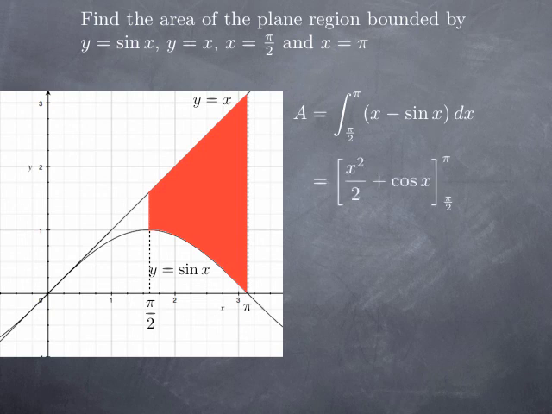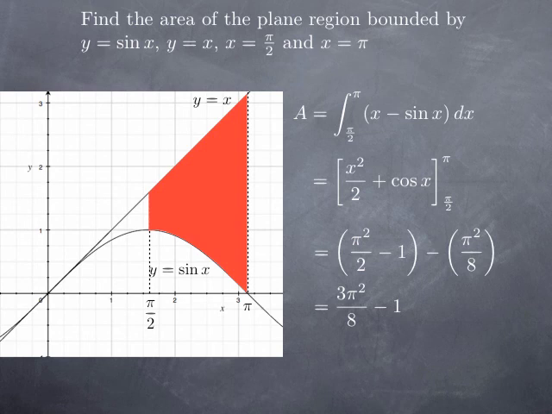An antiderivative is x squared over 2 plus cosine x, and we have to evaluate that between pi over 2 and pi. The value at pi is going to be pi squared over 2 minus 1, because cosine of pi is negative 1. And the value at pi over 2 is going to be pi squared over 4 over 2, so that's pi squared over 8. And cosine pi over 2 is 0. So that simplifies as 3 pi squared over 8 minus 1. Again, the unit would be just the unit of length squared.